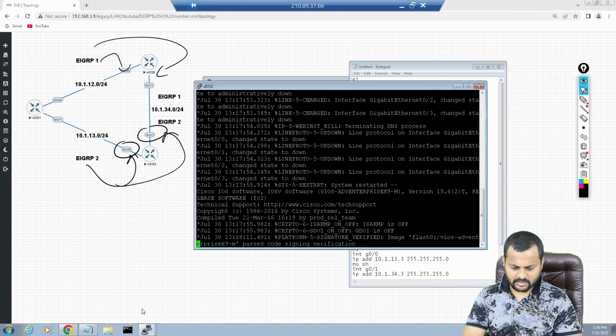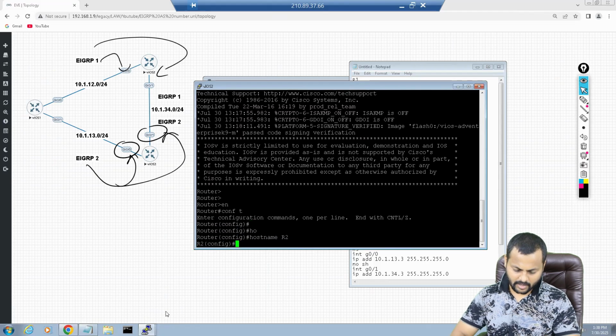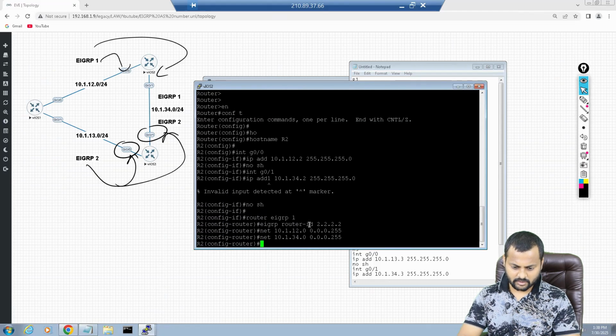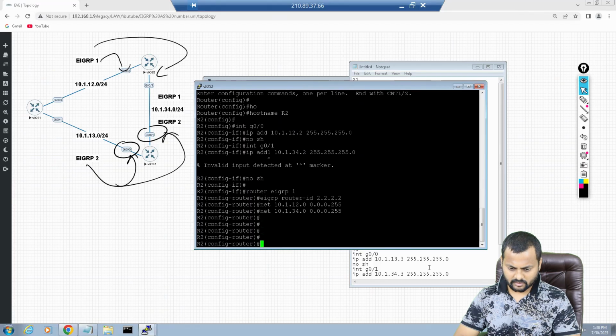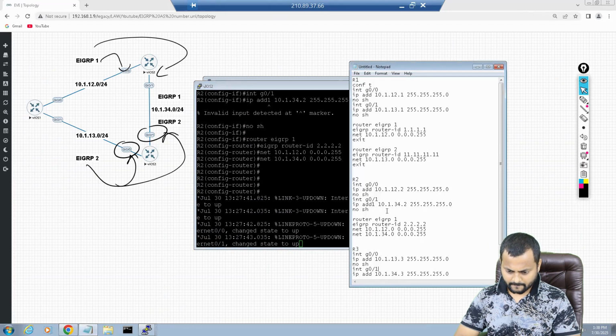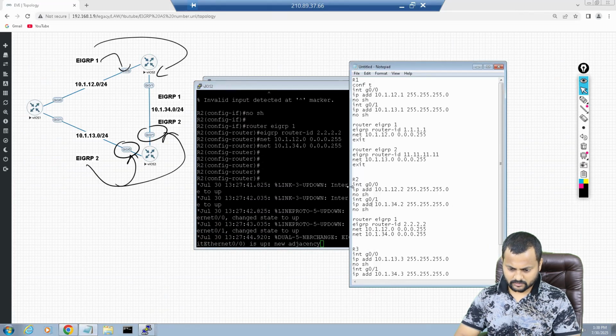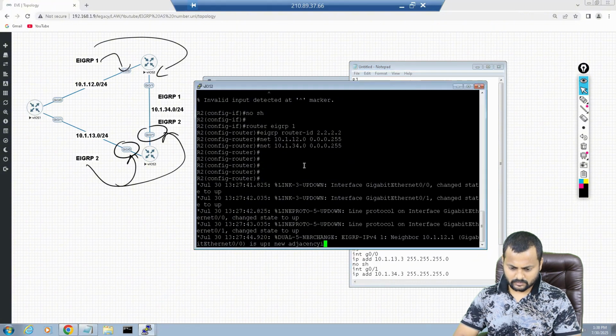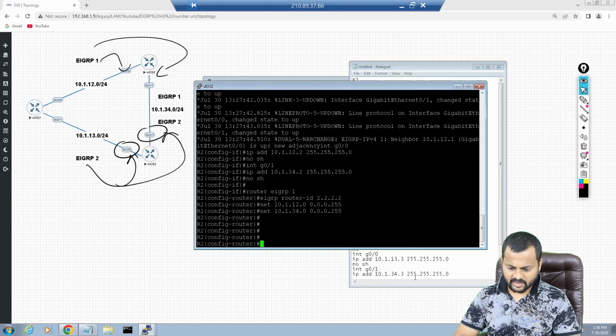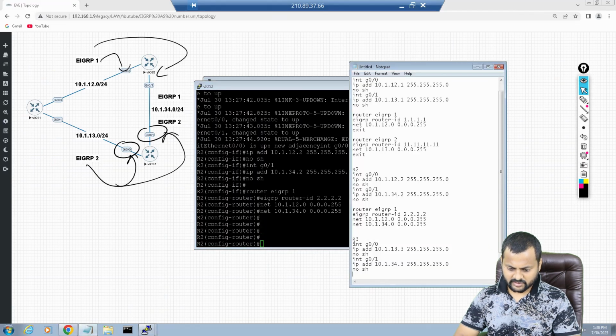On router 2, I'll say enable, configure terminal, hostname R2, and I'll configure the command line. Okay, there was a mistake over here. Sorry, it should be this. All done. And then finally, we have router 3 as well.